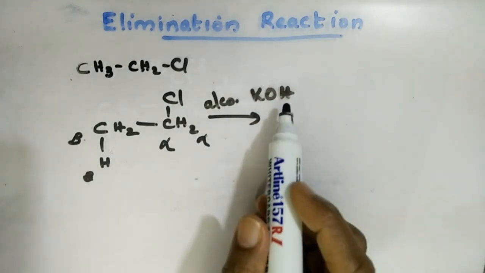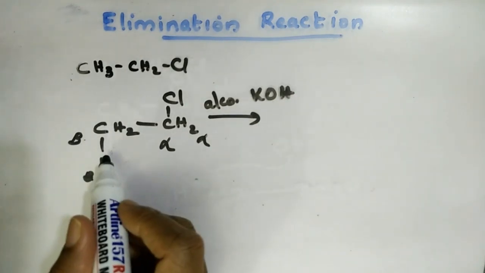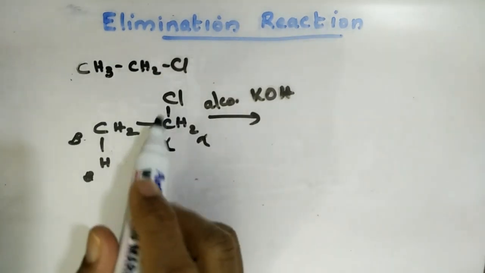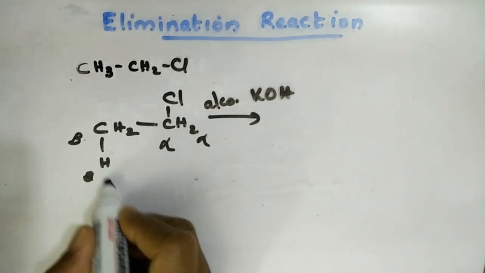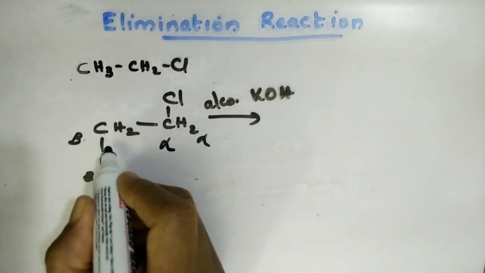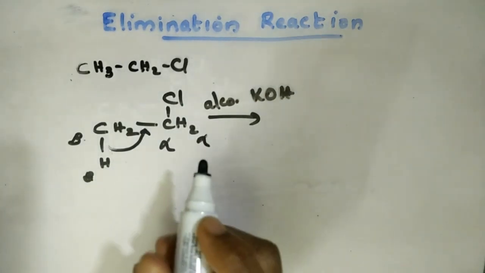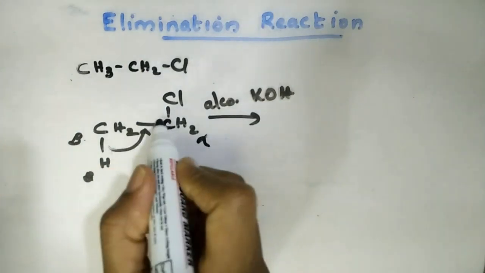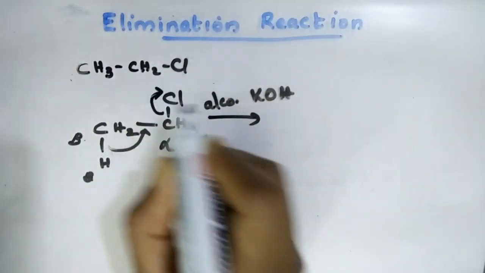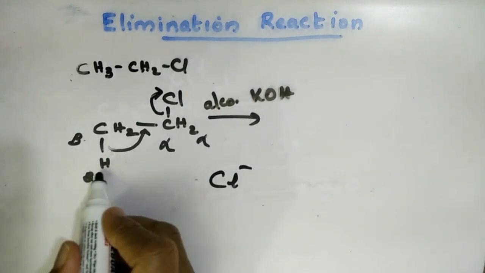Normally, the base will attack only the easily removable hydrogen atom. Beta hydrogen atoms are more easily removable than alpha hydrogen atoms. So it will attack the beta hydrogen atom and H plus is released, leaving the electron pair there itself. The electron pair shifts to the carbon-carbon bond and forms a double bond, and in the meantime the electron pair from the C-Cl bond shifts to chlorine and leaves as Cl minus ion. That is, the C-Cl bond breaks.